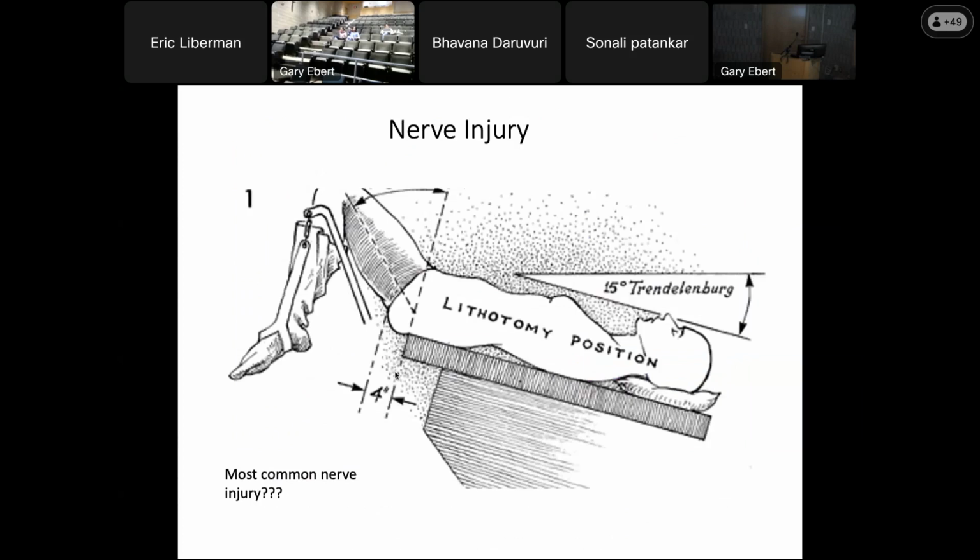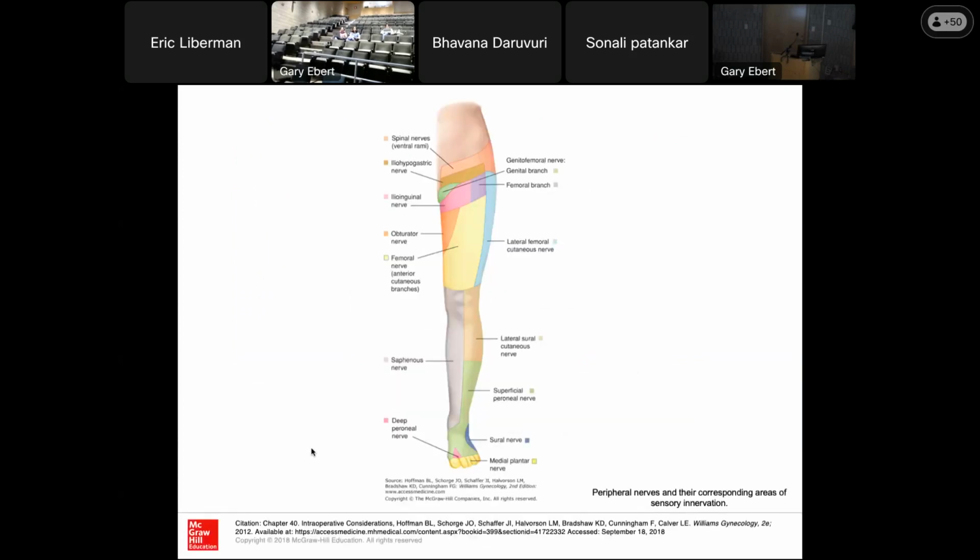Another thing to consider is nerve injuries. Does anyone know what the most common type of nerve injury is in GYN surgery? It's the femoral nerve. This is just a schematic showing the femoral nerve distribution. It's important to always consider positioning in patients, especially doing any minimally invasive procedure or any procedure in general.